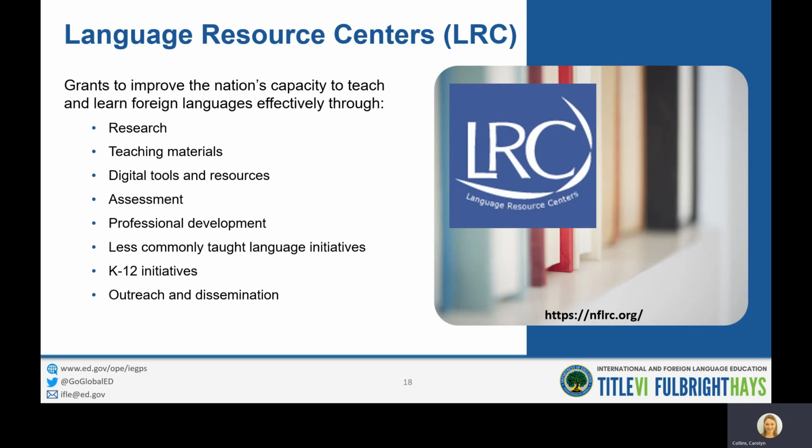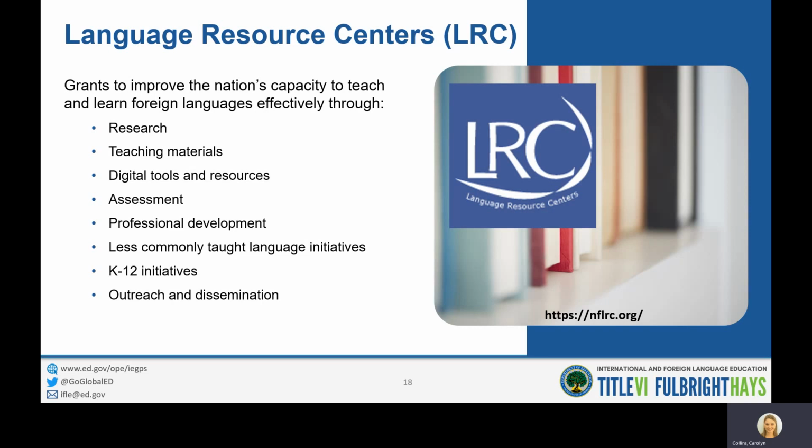Okay, our next program is the Language Resource Centers, or LRC program. This program is also authorized under Title VI of the Higher Education Act, and it provides grants to improve the nation's capacity to teach and learn foreign languages effectively through research, teaching materials, digital tools and resources, assessments, professional development, and less commonly taught language initiatives. Also K through 12 initiatives, and outreach and dissemination.